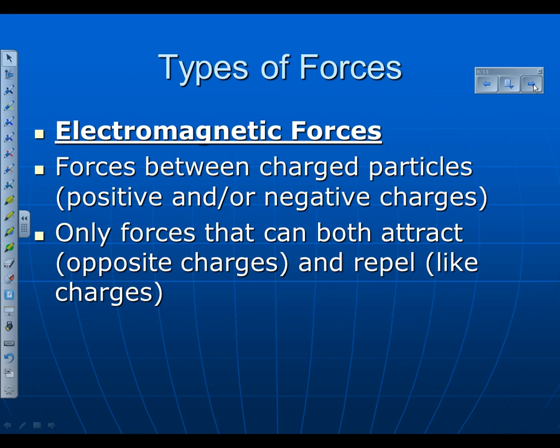Pretty much all of chemistry is based on electromagnetic forces. We talked about chemical bonding. Chemical bonding is an attractive force between two oppositely charged ions. We talked about electricity and how the flow of electricity, current, is based on the repulsion between electrons in one part of the wire and electrons in the other part of the battery. So almost all of chemistry is based on electromagnetic forces.